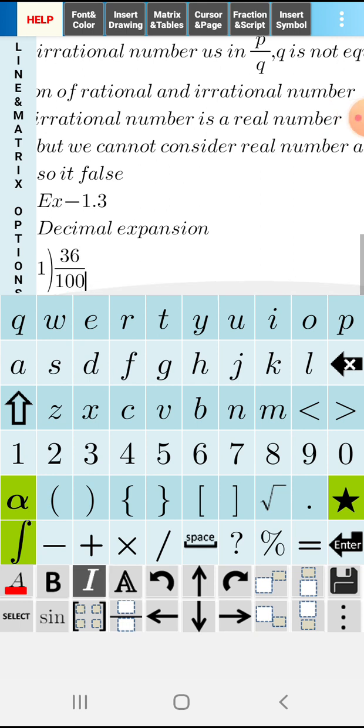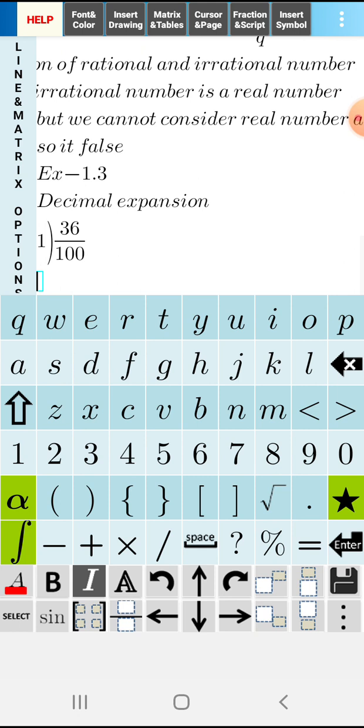When you divide it, what do you get? The answer is 0.36. It is a terminating decimal. Remember, as I said in the last video, terminating and non-terminating. Here the number has stopped. If it were non-terminating, it would keep on going, but here it is not. So it is a terminating decimal.